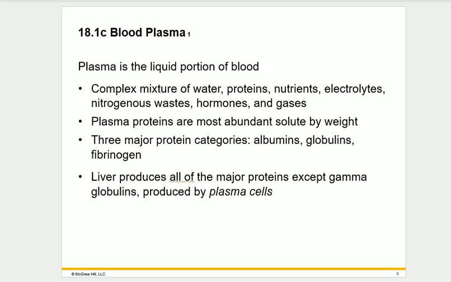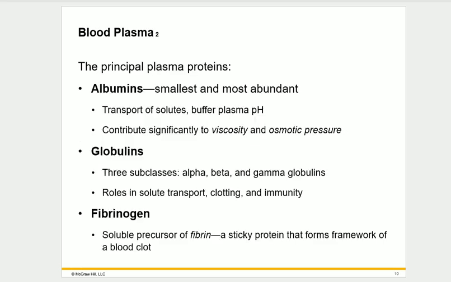etc. And there are 3 major categories of plasma proteins. We have albumins, so the smallest and the most abundant. So these are going to be encompassing most of our blood plasma. We have globulins and fibrinogen.